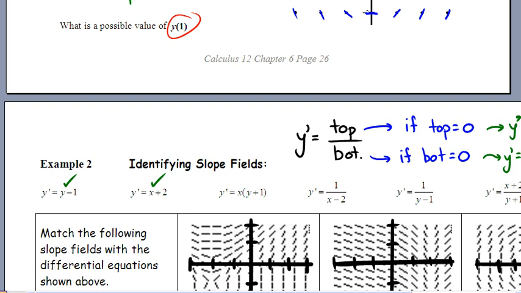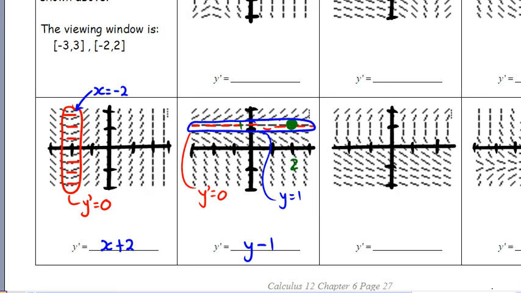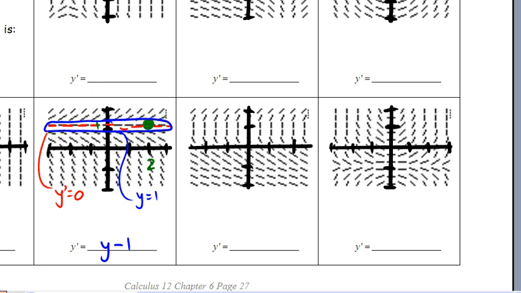Here's what I'm thinking. If x was equal to 0, then that would create a 0 answer for your y prime. It would make it flat. And this one here, if y's were equal to negative 1, that would also create a flat spot, right? That would be 0 for your y prime. So if we can find a slope field that is flat, horizontal looking, when x's are 0 and when y's are equal to negative 1, then we've probably found the right slope field. And that one is actually, I think it's way over here.